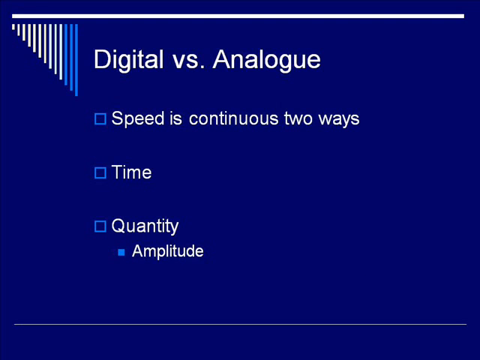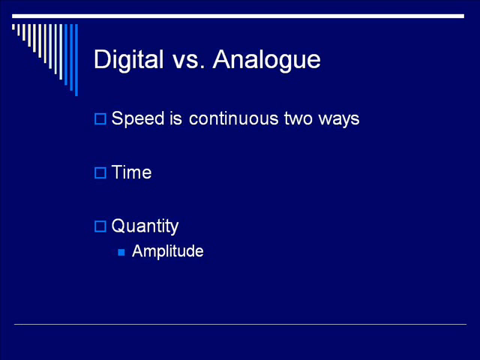Well, how would it be different? Speed is continuous in two ways. Continuous across time. You can be any speed at any time, and sometimes an analog speedometer could show you that better. And speed is also continuous along quantity. You can be any number of speed. You can be 20, 20.1, etc.